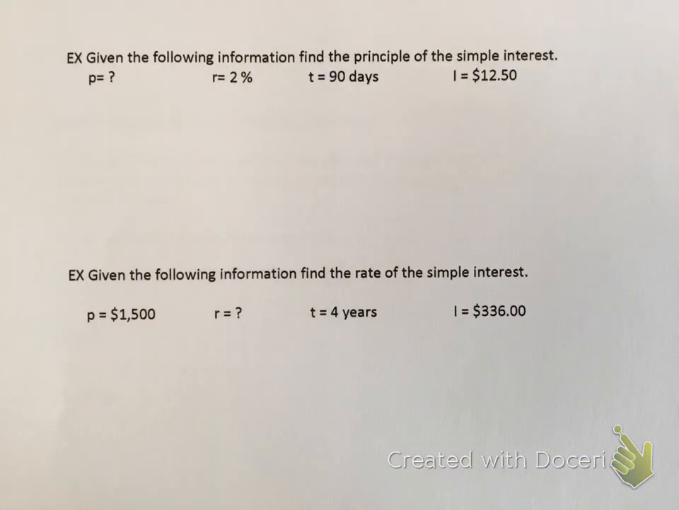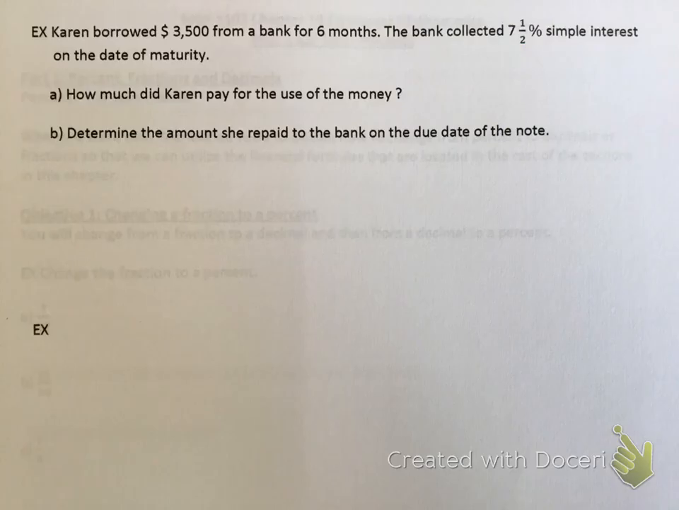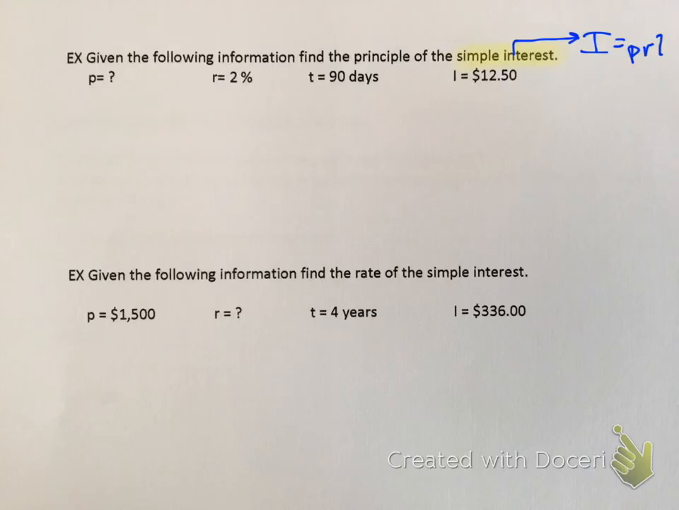Given the following information, find the principal of the simple interest. Once again, simple interest, I know I have to use this formula, I equals PRT. So once again, I equals PRT. Okay, so I'm going to write that down, I equals PRT. So let's see what we got. We don't know the principal. We do know the rate is 2%.